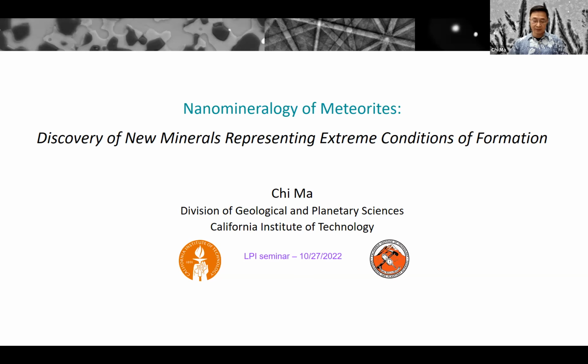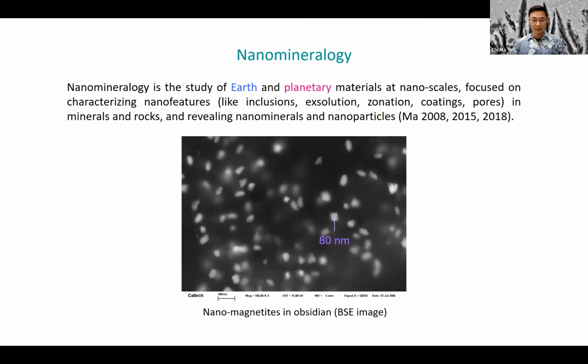A meteorite is like a book from outer space. When we take a closer look at it, we often discover something new and exciting. Nanomineralogy is the study of Earth and planetary materials at nanoscales, focused on characterizing nanofeatures like inclusions, exclusions, coatings, and pores in minerals and rocks, and revealing nanominerals and nanoparticles.